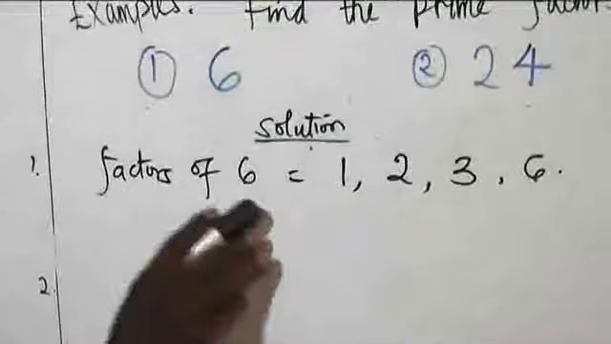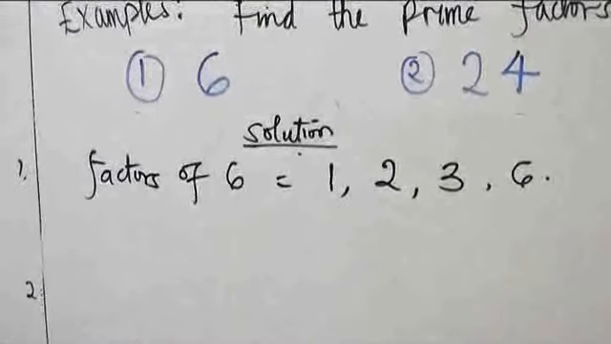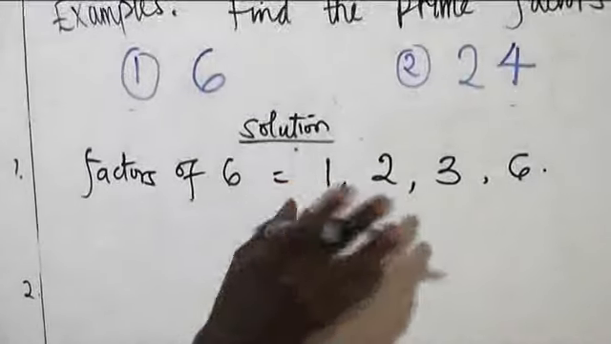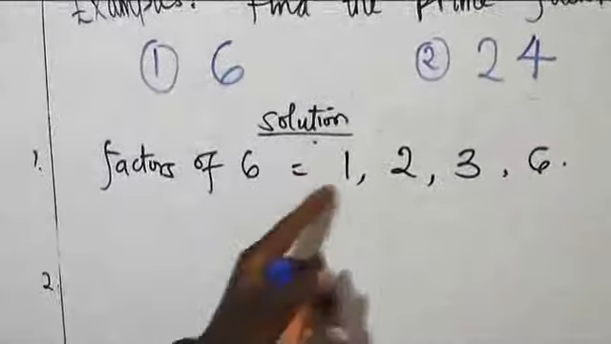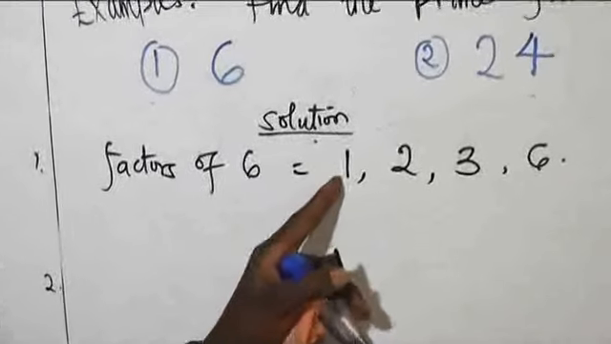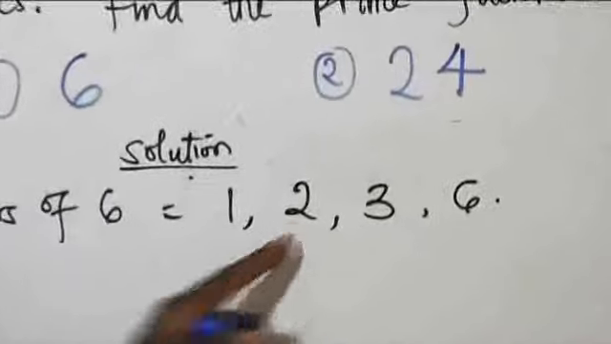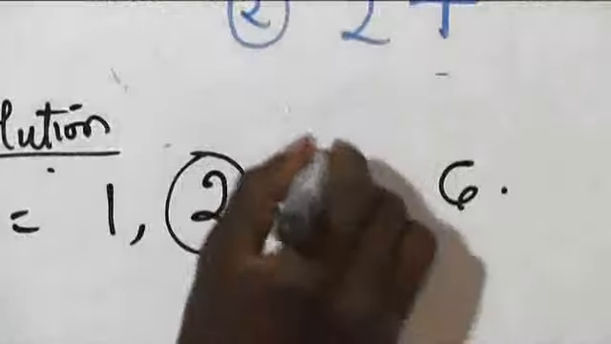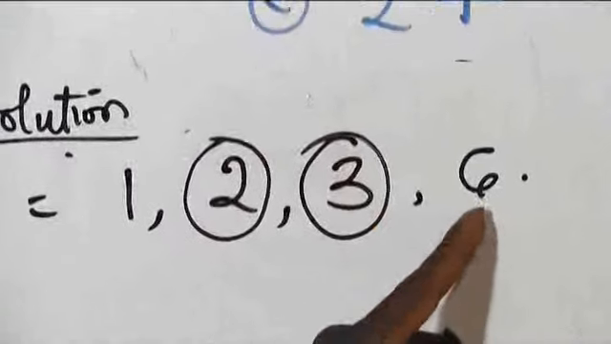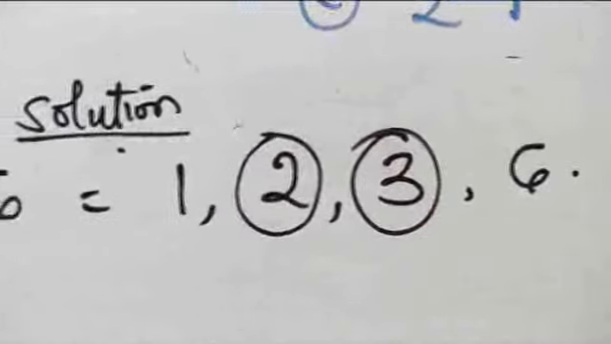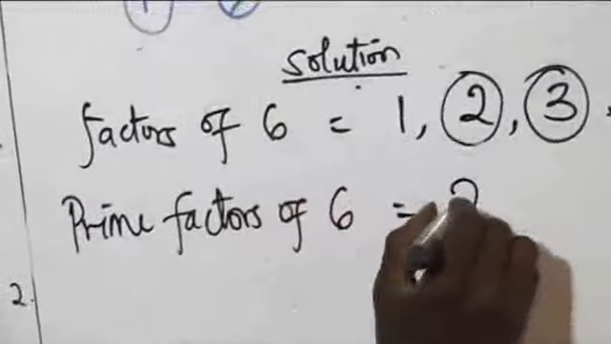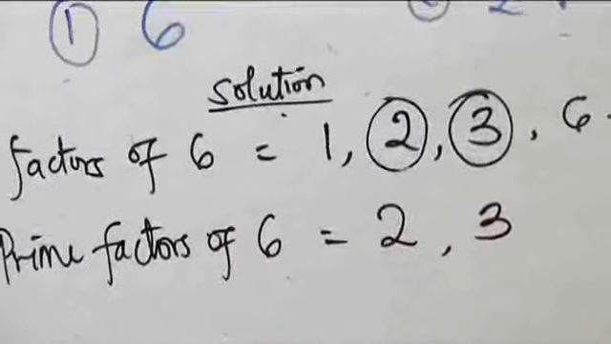Now, after you've gotten your factors, you pick out your prime numbers. Now, 1. Is 1 a prime number? No. Is 2 a prime number? Yes. Is 3 a prime number? Yes. What about 6? Is 6 a prime number? No. So therefore, the prime factors of 6 are 2 and 3. Do you understand? Thank you.